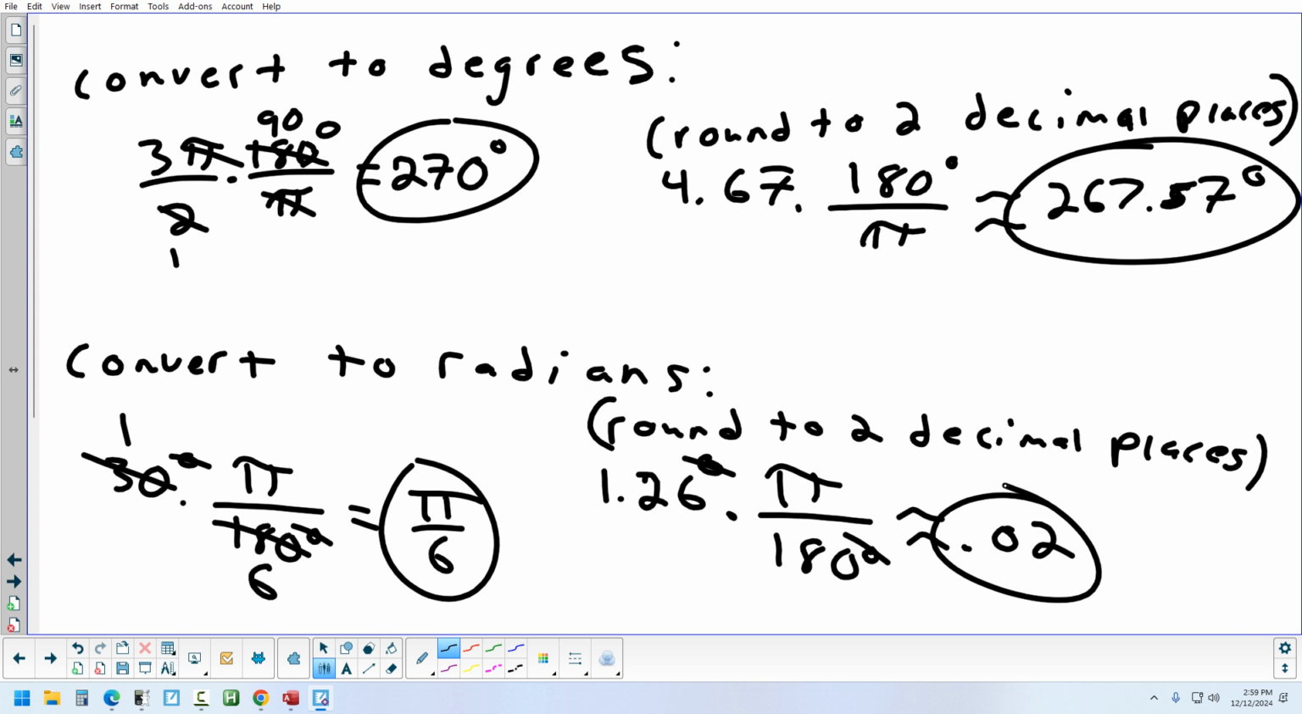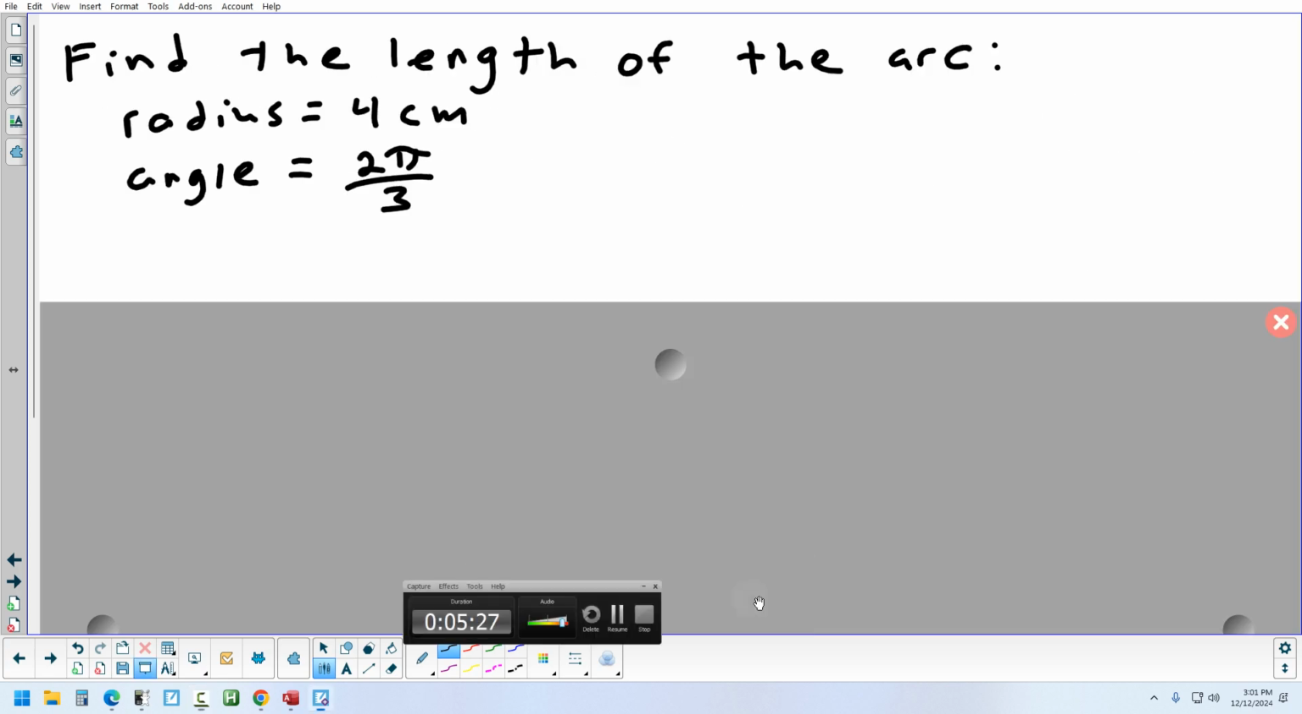Okay, any questions on that? Okay. All right, so the next one we're going to look at involves finding the length of an arc. And the first thing that we need is the formula. Okay, what is the formula that has arc length, radius, and angle in it?